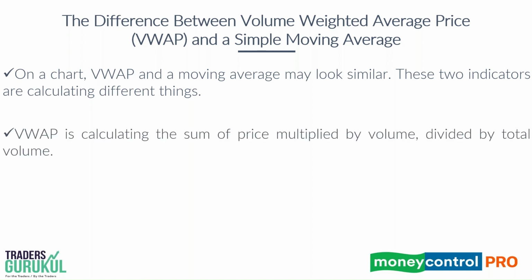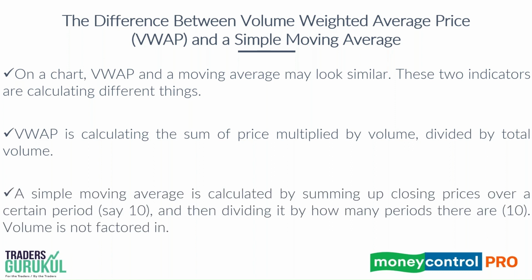VWAP is calculating the sum of price multiplied by volume divided by total volume. Whenever you add volume along the trend or along the price, the indicator becomes more accurate than the simple moving average. That is why we use VWAP and not the simple moving average. A simple moving average is simply calculated by adding the closing prices and then dividing by the number of periods there are.